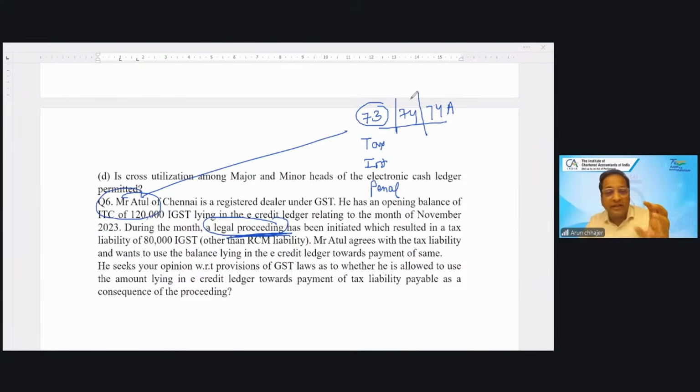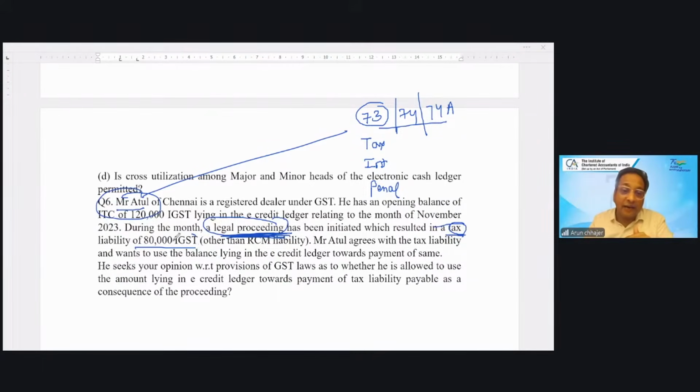कोई भी प्रोसीडिंग मिस्टर अतुल के अगेंस्ट स्टार्ट हुई है और उस प्रोसीडिंग में उसका टैक्स लाइबिलिटी 80,000 निकलता है. He has the tax liability of 80,000 which he now wants to pay as demand. This is not a penalty only. क्वेश्चन विल स्पेसिफाई दैट ये 80,000 कौन से हेड है, कौन सा मेजर हेड है और कौन सा माइनर हेड है.